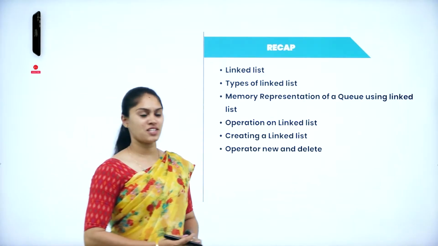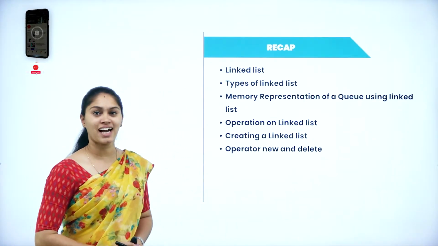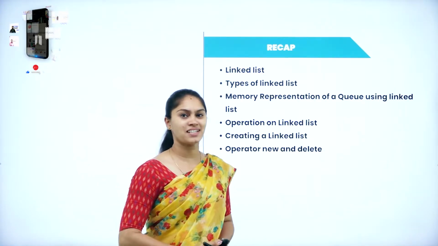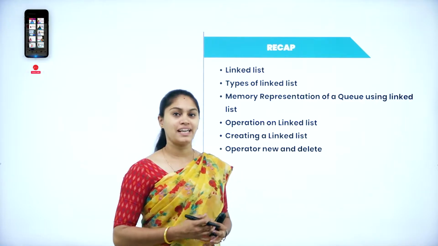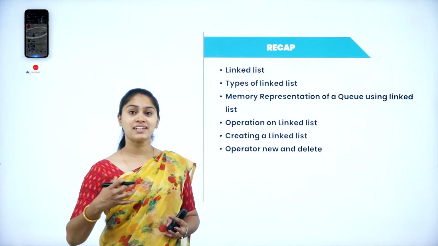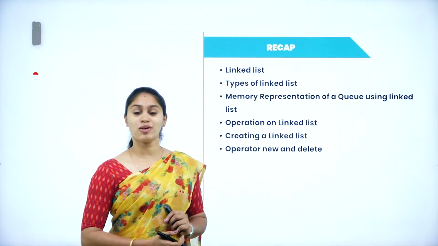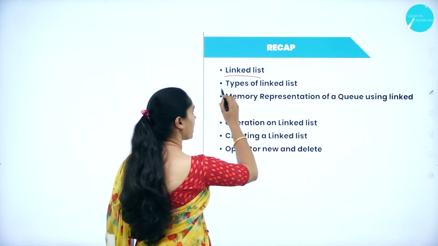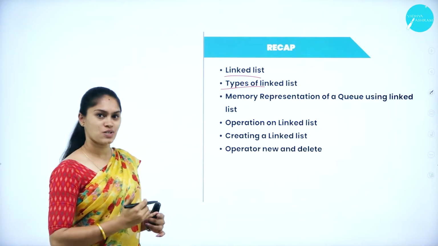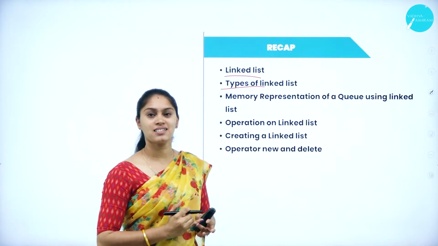In the previous session of this chapter, we discussed the linked list. I also discussed what we mean by a linked list, that is, the definition. So a linked list is nothing but what? A linear collection of data elements. We call the data elements nodes. Then I discussed the types of linked list: singly linked list, doubly linked list, and circular linked list.